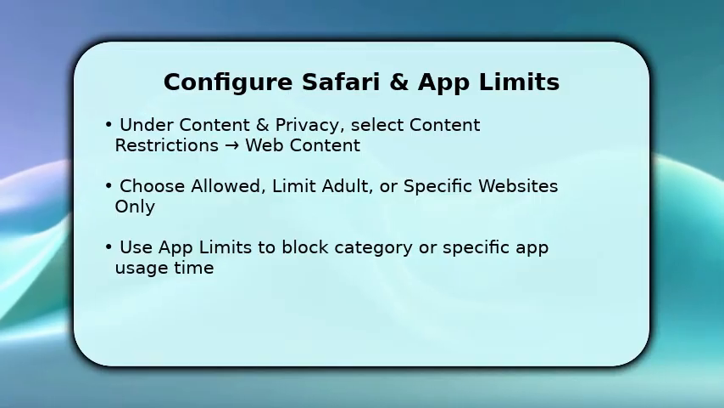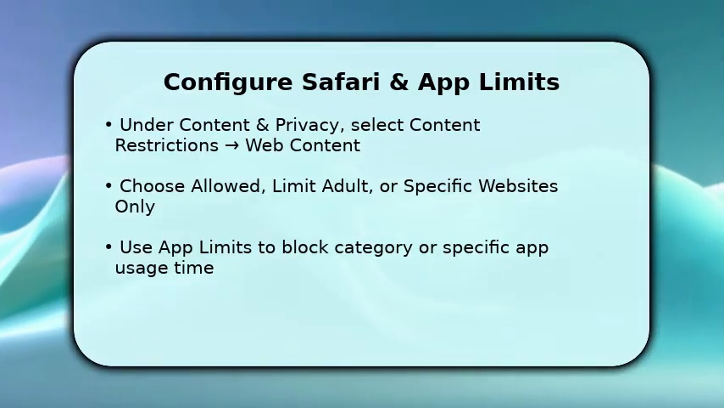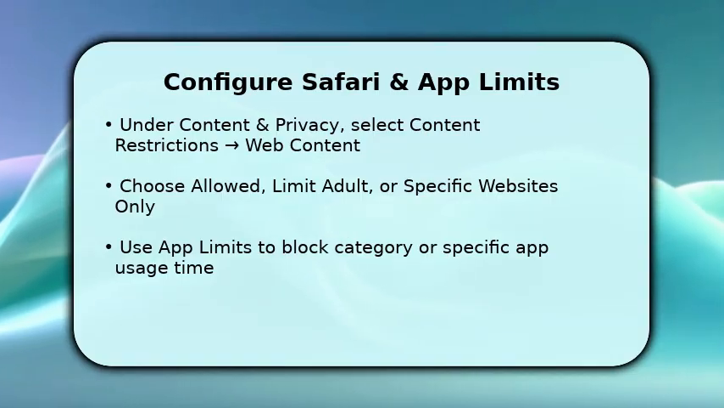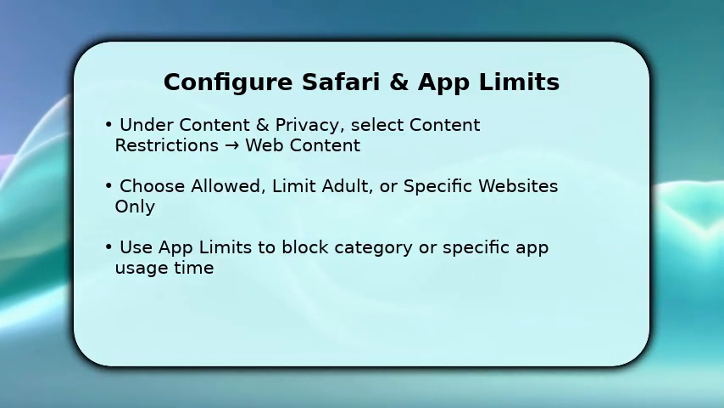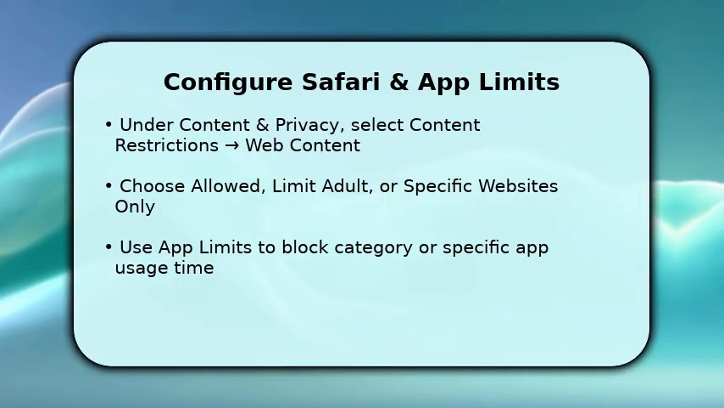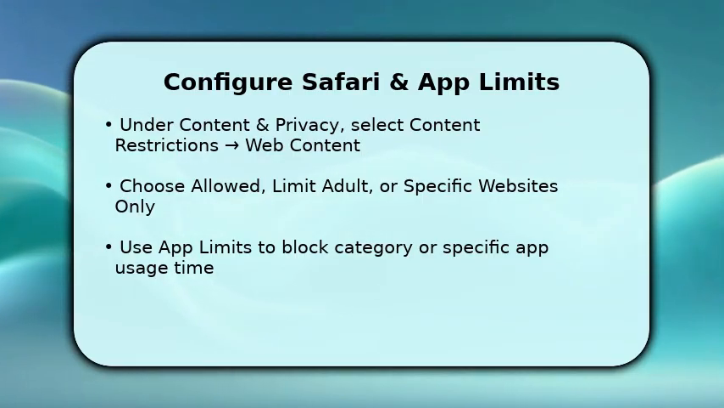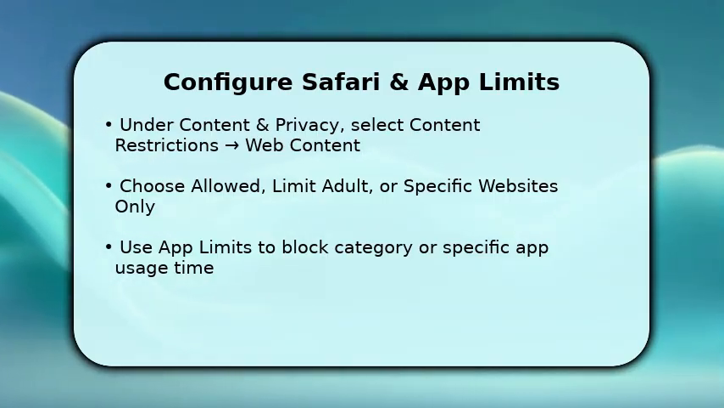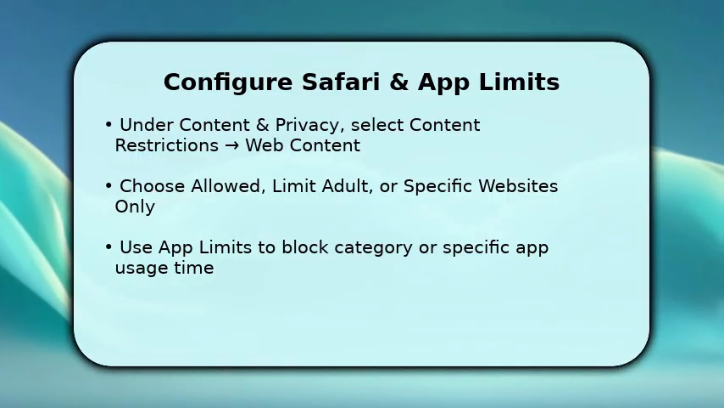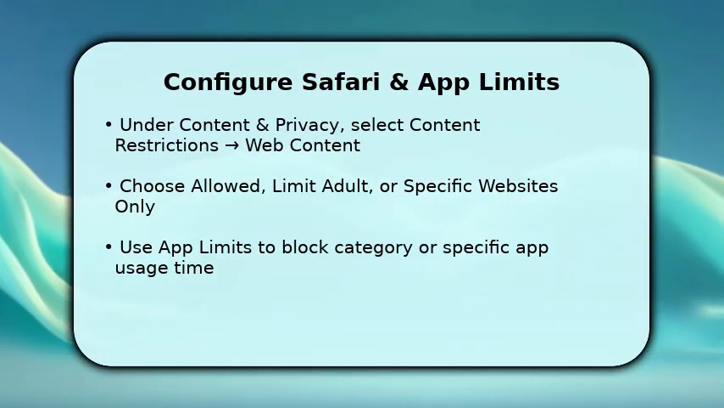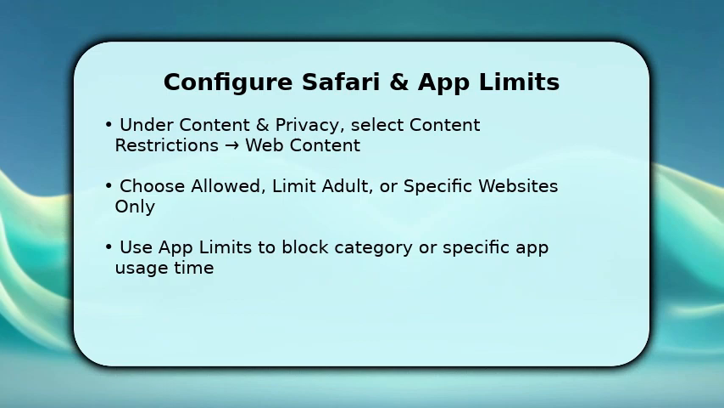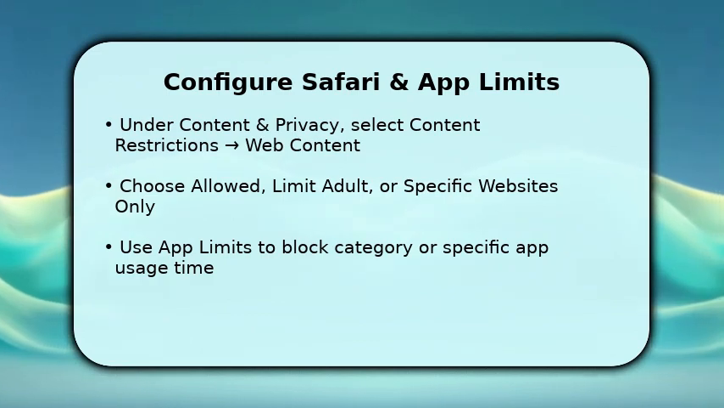Now you'll change Safari-specific and app limits to stop apps from opening unwanted web content. Navigate to Content Restrictions, then Web Content. Choose Limit Adult Websites or Specific Websites Only to block domains. Next, use app limits to restrict the app categories that can access Safari, or set 0 minutes for a particular app so it's effectively blocked. If you manage a child, add apps to Downtime or set Communication Limits. These layered controls prevent bypassing via other apps.